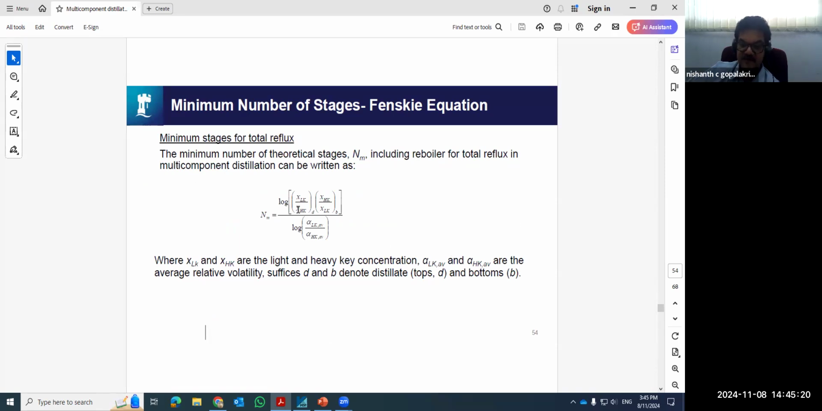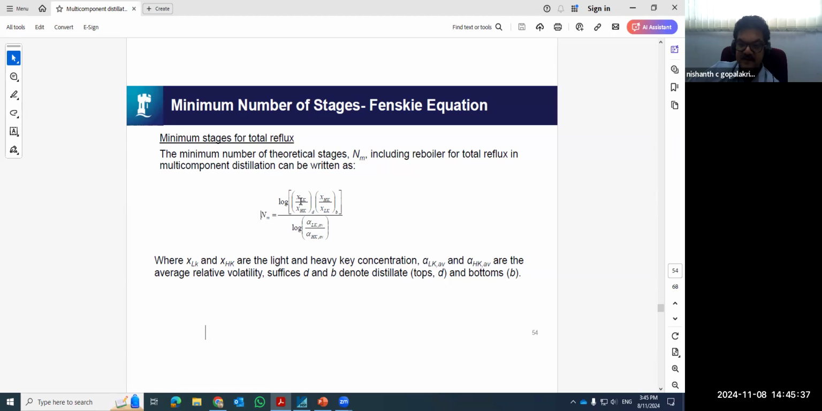So the Fenske equation is stated like this. The minimum number of stages can be obtained from 4 mole fractions and 2 alpha values. This equation can look a little complicated, but in a way, it is fairly easy to understand.